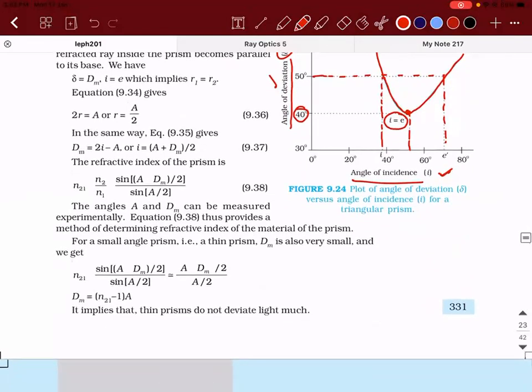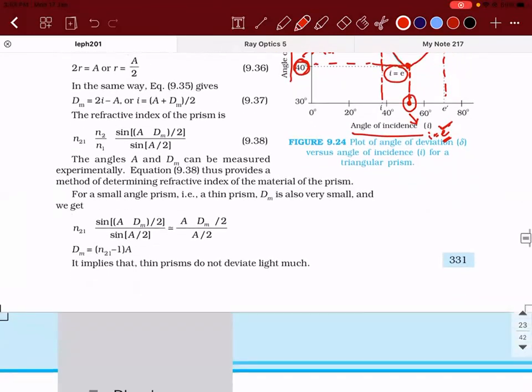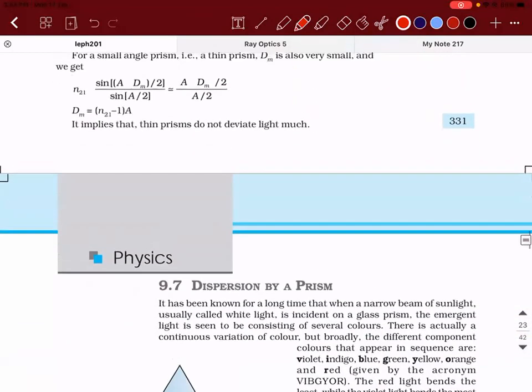Once you plot this graph, from the minimum point, you need to drop a perpendicular onto the x-axis. So this point will be the point where the angle of incidence is equal to angle of emergence. From the same point, if you drop a perpendicular onto the y-axis, that will give you the angle of minimum deviation. Okay.